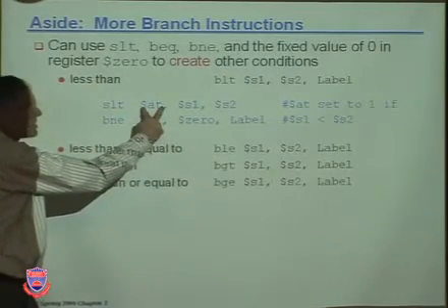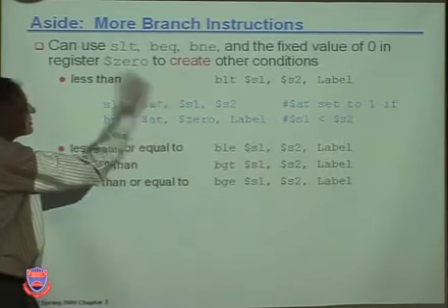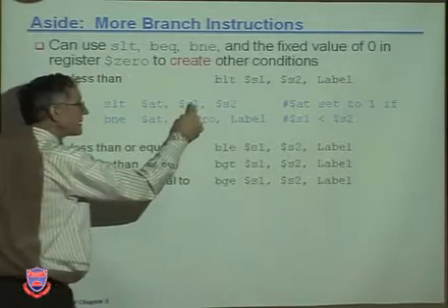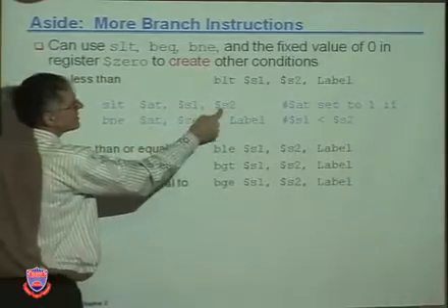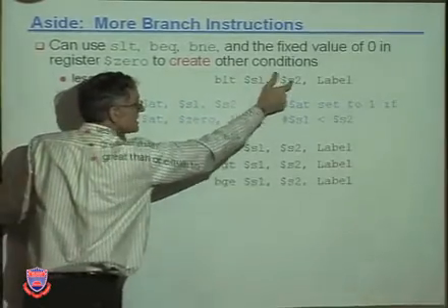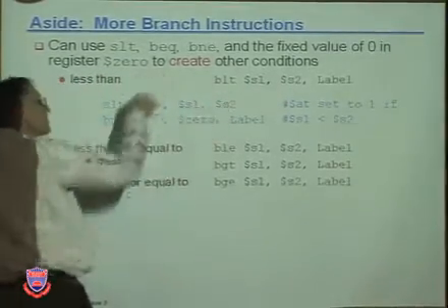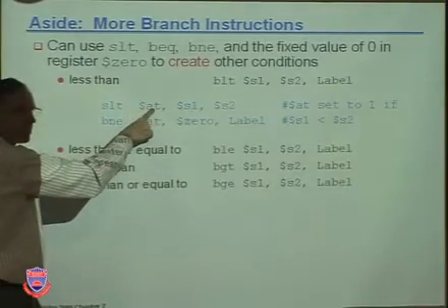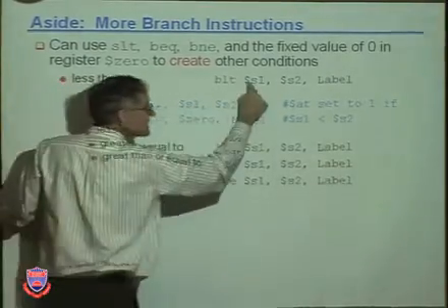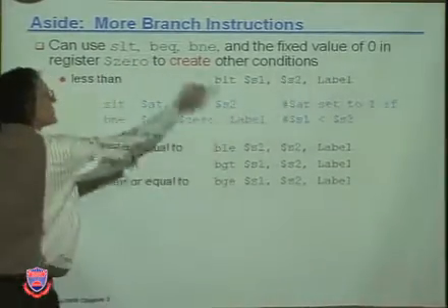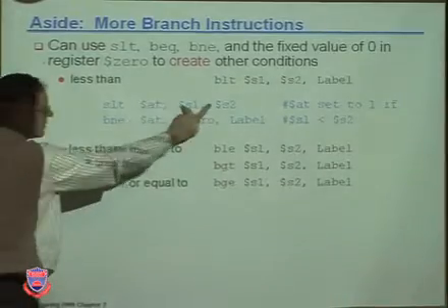AT is an assembler temporary register. It could be any register. And we're going to set it to be 1 if this is less than that. Notice I want to ask, is this less than that? So I'm asking the question here, and I'm setting this to be 1 if it's true. Now I want to take the branch. If this is less than that, I want to go to label. So I set this to be true if it is less.